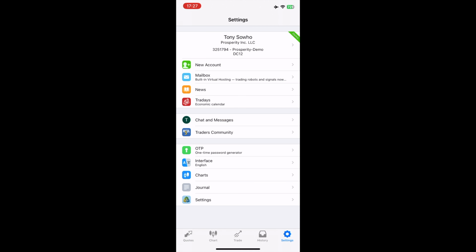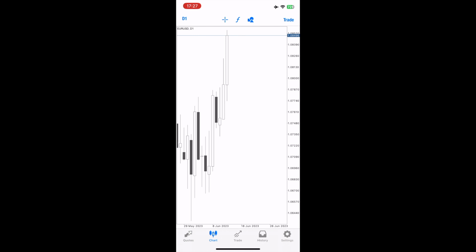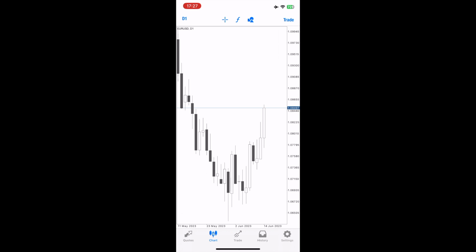If I come back to settings here, you can see Prosperity demo. This says demo, so this is a demo account. If I come to quotes, these are the currencies here. I can add and remove them. If I come to chart, this is the chart. As you can see, this is the chart for Euro USD on Prosperity.